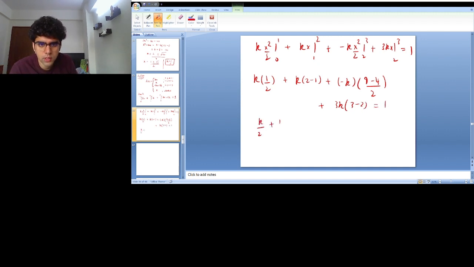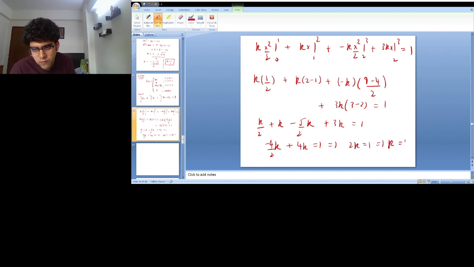K by 2 plus k, and this becomes 5 by 2 minus 5 by 2 k, plus 3k, and this should be equal to 1. So this becomes 4k, and k by 2 minus 5 by 2, so this becomes minus 4 by 2 k, which is minus 2k, and we have 4k here. 4k is equal to 1, which implies minus 2k and 4k, so this becomes 2k is equal to 1, implies k is equal to half.